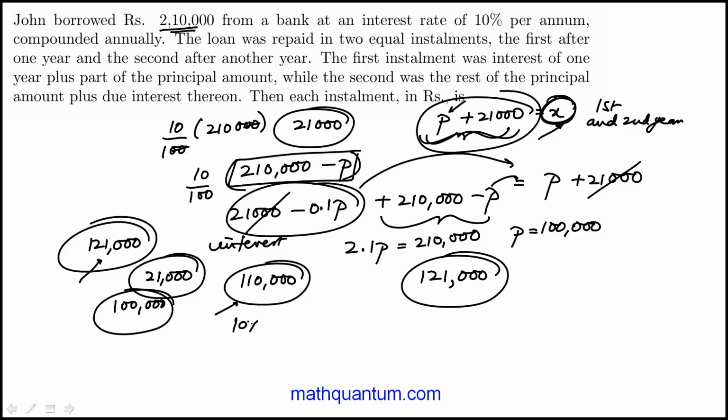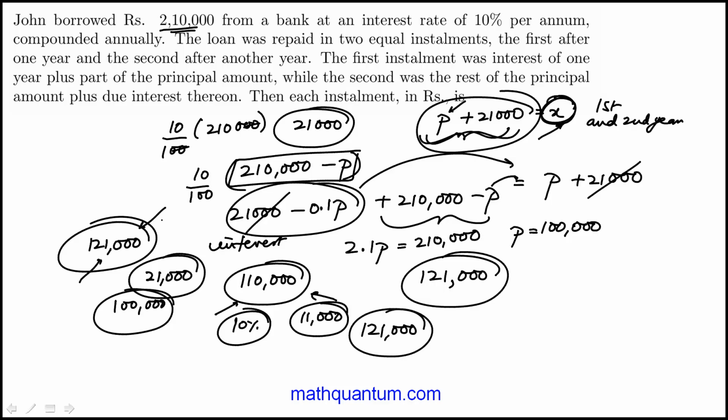You'll need to pay 10% interest on that, which is 11,000. And if you add those two, you get exactly 121,000, which is what you paid in the first year and needs to be paid in the second year, the second installment.